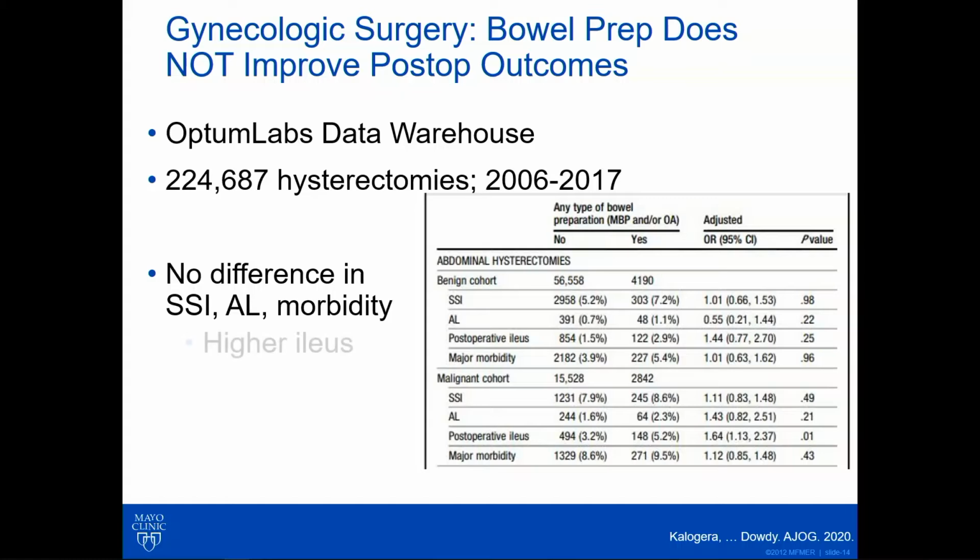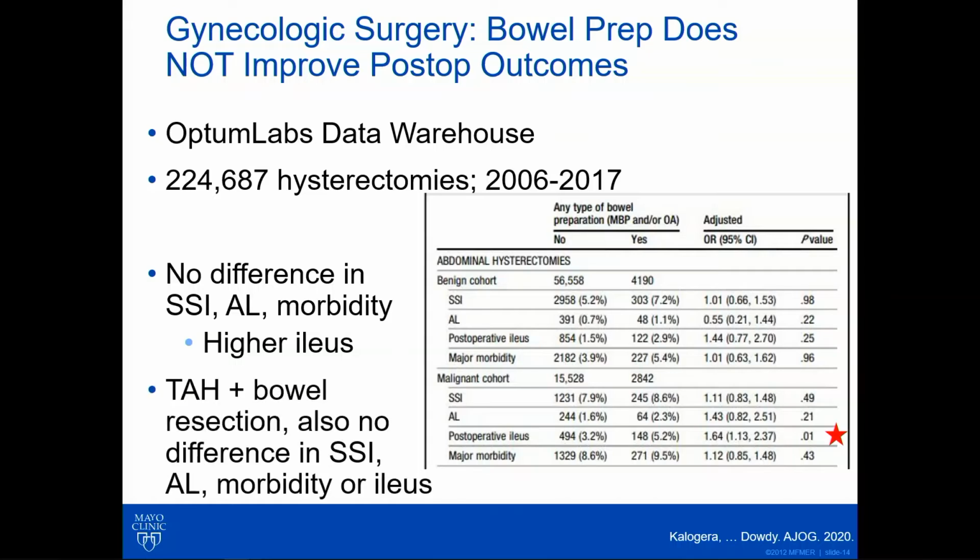But when you look at this table, you see one p-value that is actually statistically significant. In the bowel prep group, there was a higher rate of postoperative ileus. So it wasn't that it improved anything, it actually worsened outcomes. And this table is just abdominal hysterectomies, but when the data was sliced and diced and abdominal hysterectomies plus bowel resection were looked at, there was no difference in surgical site infection, leak, morbidity, or ileus.